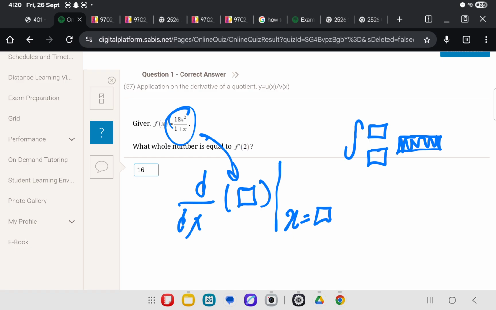Now we're going to move over to this little box here. We're going to write x equals 2, because they want what whole number is equal to f prime of 2. Now, this gives me 16, which is our correct answer.